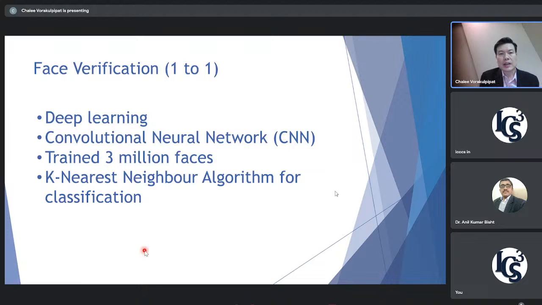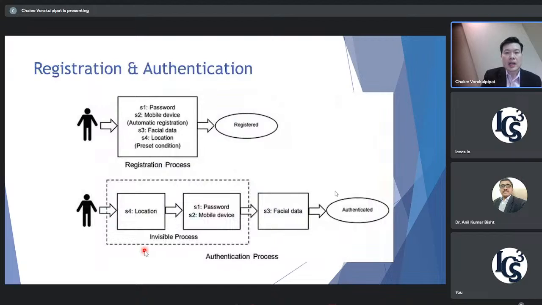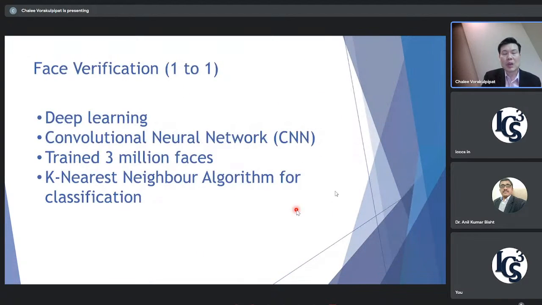What does it mean, one to one? It means that, okay, let me go back to this slide. In this case, the system already knows who is trying to check in, right? Because they know the password, they know the mobile device. So the system already knows user A is trying to use it. So when user A scans their face, you just want to check whether the user is user A or not. So the answer is just yes or no. It is one to one. It is not one to many.